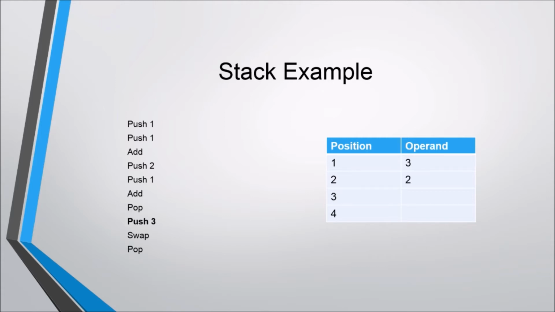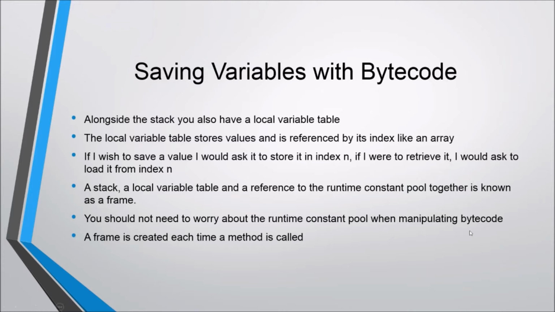If I push another 3, then it will push the 3 on the top and put the 2 down. There's also a swap operation which will swap the 2 and the 3, and pop which will pop off the top value. So yes, you can save variables with bytecode because, as you can see, the stack works off having things temporarily going on there and popping off as you need it.